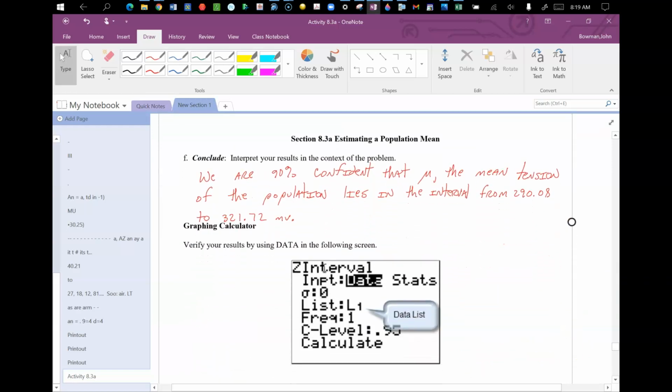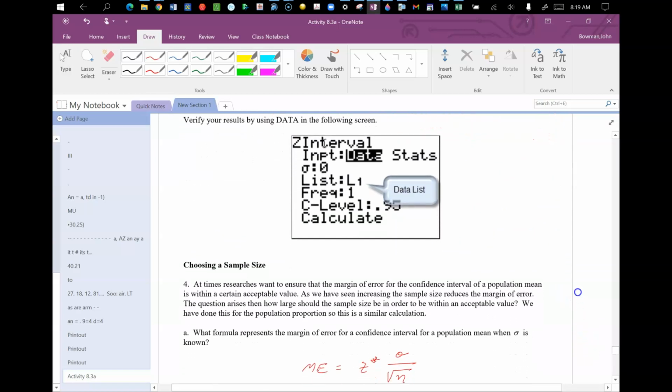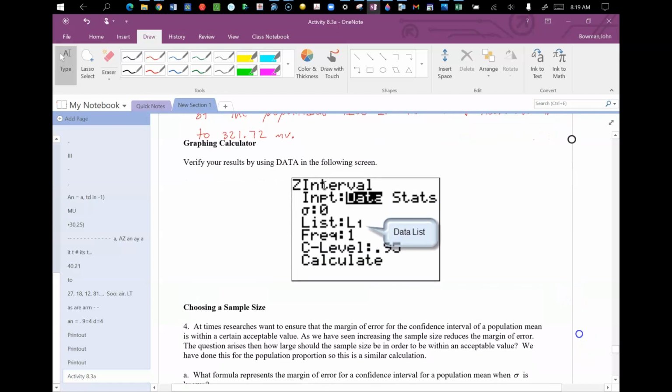And the calculator information here just talks about how to do that on the calculator, which we talked about. So we're going to move on to talking about one last thing in this video, and that is how to select the necessary sample size if you are interested in a particular margin of error.